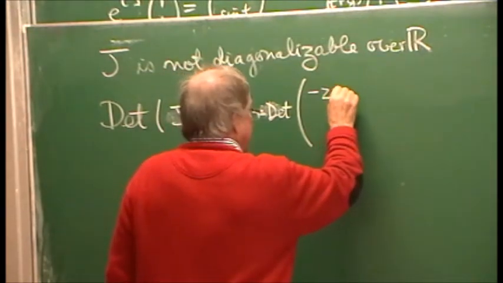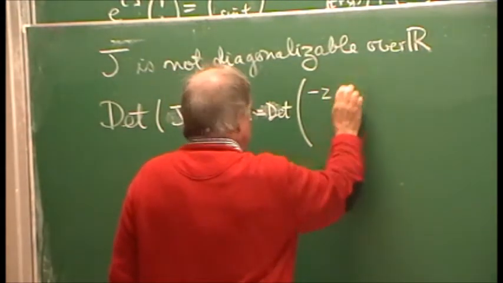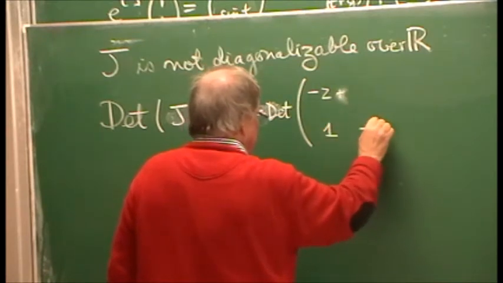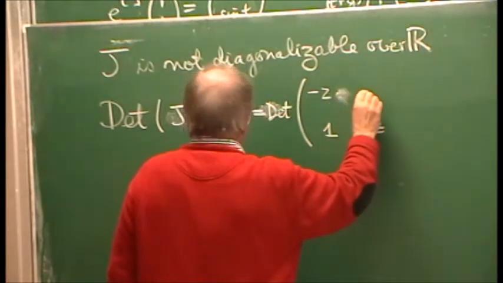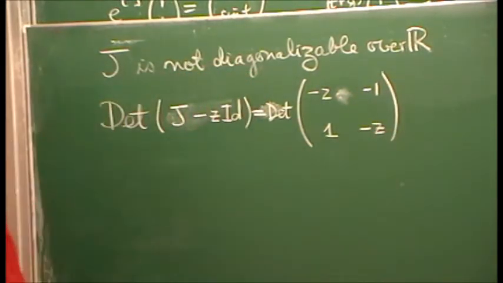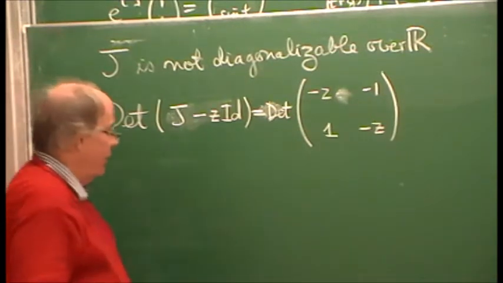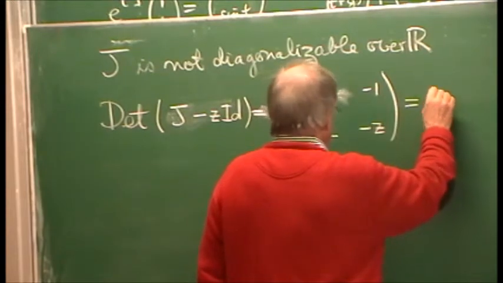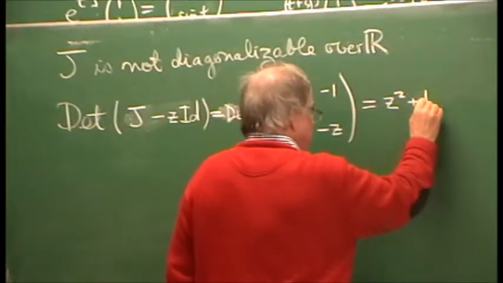So something like this, 1 minus Z, minus 1. Right? Okay? And then everybody learns in kindergarten what to do here. You multiply this thing out, it's Z squared plus 1.